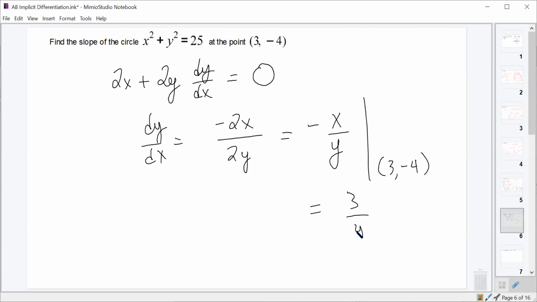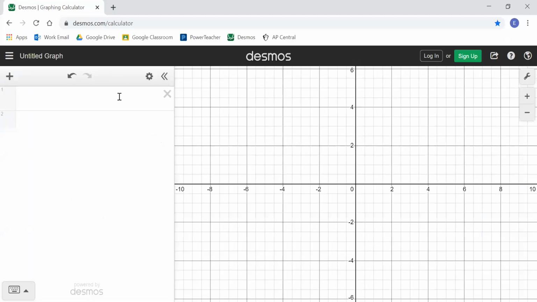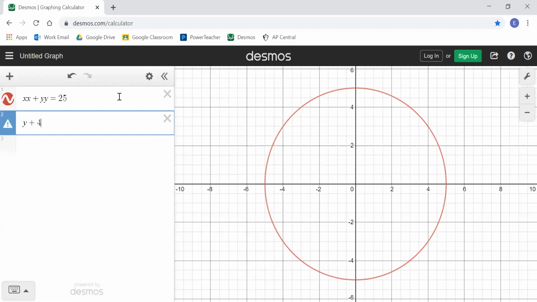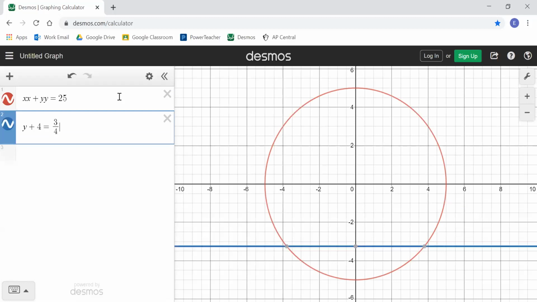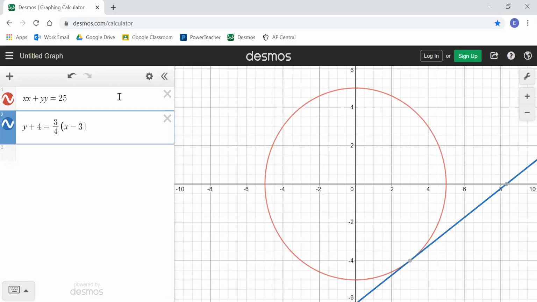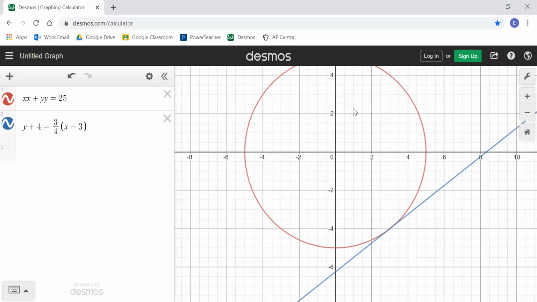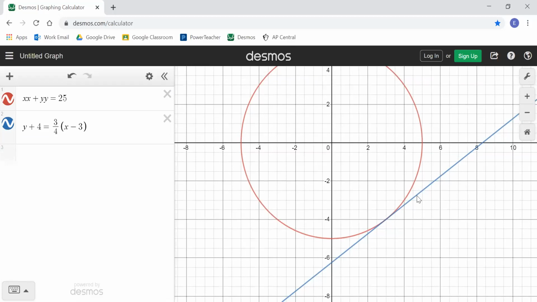If we wanted to write the actual equation of the tangent line, it would be y minus negative 4 equals 3/4 times x minus 3. I didn't ask you to do that, but that's what you would have gotten. And if we were to graph it, we should be able to see that that is the tangent line. So y minus -4 equals 3/4 times (x minus 3). Everybody see that? There's your circle, there's your tangent line at the point (3, -4). Everybody good?